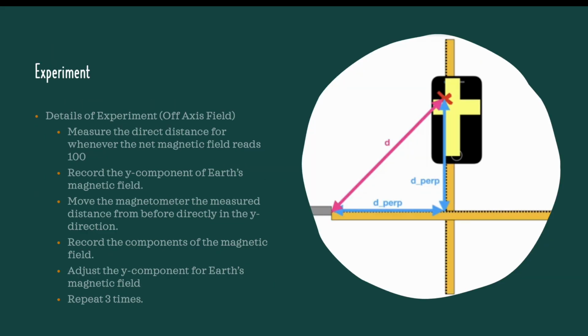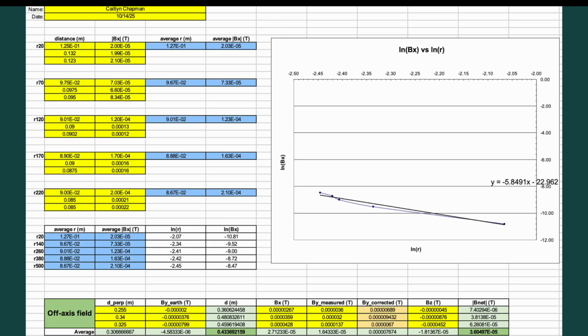For the second part of the experiment, we worked with the off-axis field, and we measured the direct distance for whenever the magnetic field read 100. We would record the y component of the Earth's magnetic field, and then we would move the phone the measured distance from before directly in the y direction. Then we would record the components of the magnetic field and adjust the y component for the Earth's magnetic field. Once again, we would repeat this 3 times.